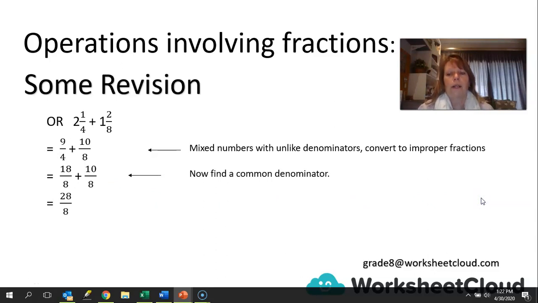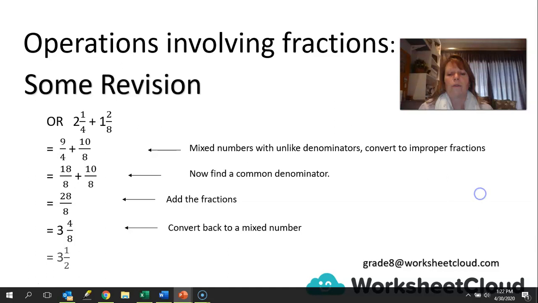Adding the numerators together now gives me 28 over 8. We now are going to simplify that by taking our improper fraction and making it back into a mixed number. So 28 over 8 is going to give me 3 and 4 over 8. And now again, I'm going to have to simplify, and I get 3.5. All right, so just going over it again, this is another way to do it. As you can see, we got exactly the same answer as before. It's just a different method.